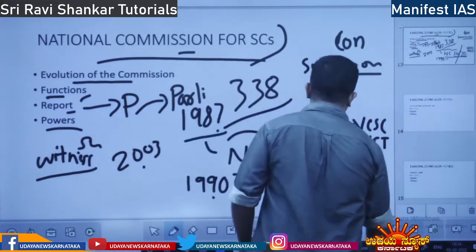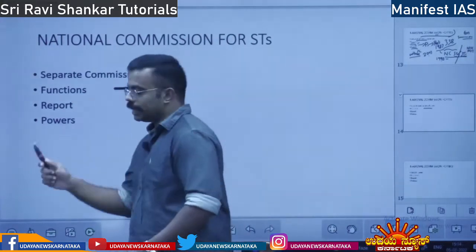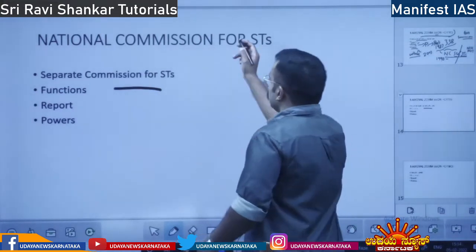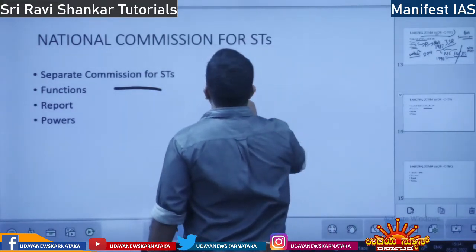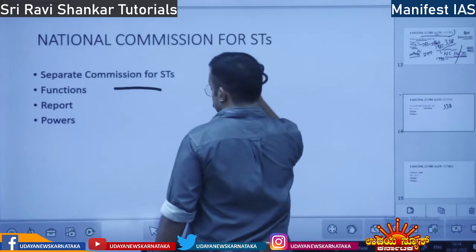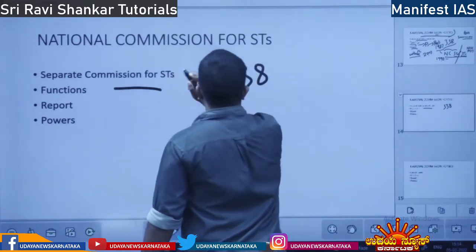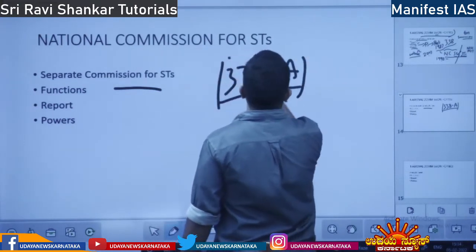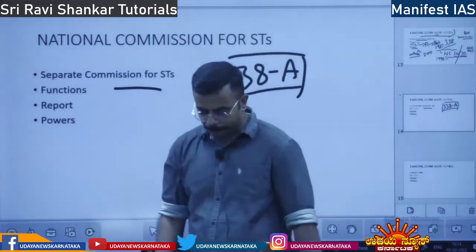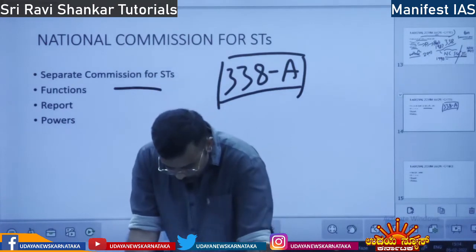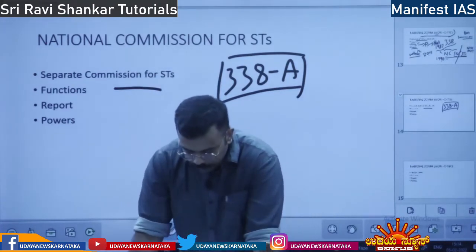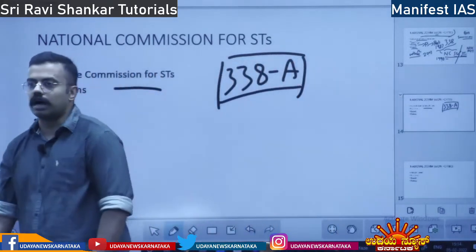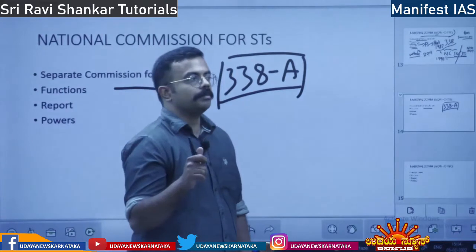So next we will move to the National Commission of STs, a separate commission from the SCs. So what is the article? For SCs it is 338, for STs it is 338A. The number is important. You have to quote it in your writing exam.